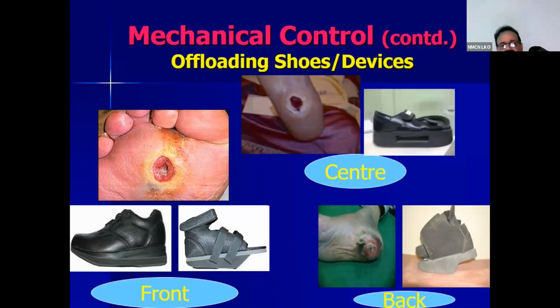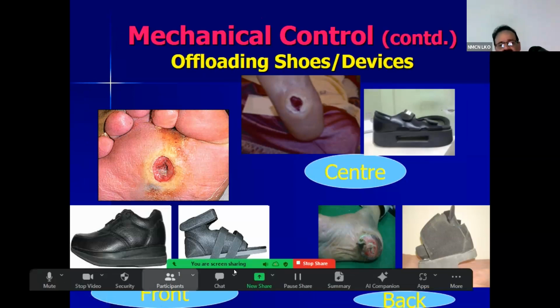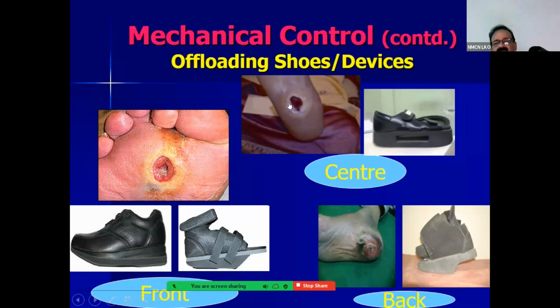Then if there is an ulcer in the metatarsal region, we use front offloading shoes, which are for the forefoot area. If it is in the midfoot area, then this type of central offloading shoe. And if it is the heel area, then we give this type of offloading shoe.